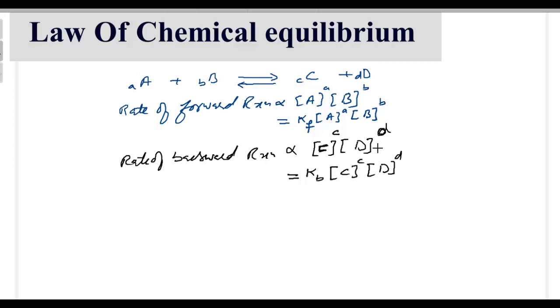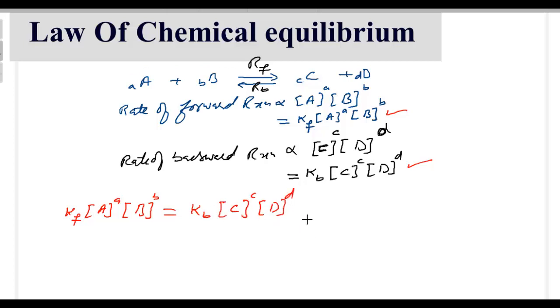Once you attain the state of equilibrium, the rate of the forward reaction will be equal to the rate of the backward reaction. So when both rates are the same, these two quantities are equal. The rate constant Kf times A to the power a times B to the power b will be equal to Kb times C to the power c times D to the power d. I can rearrange it like this.